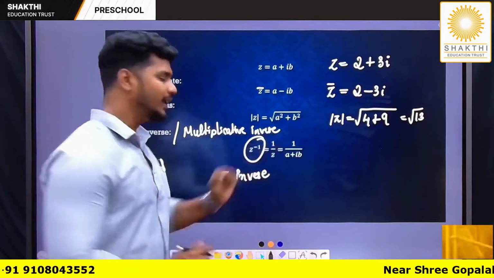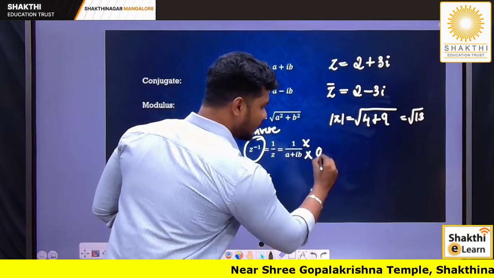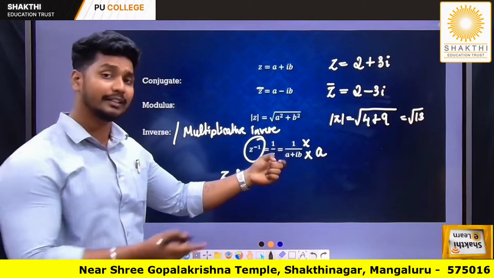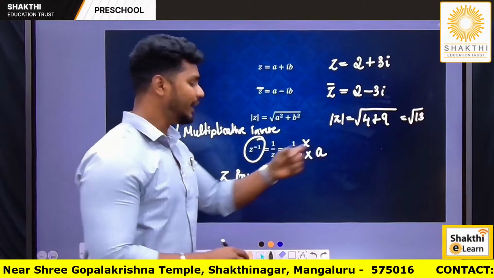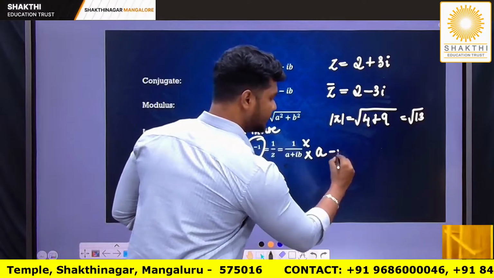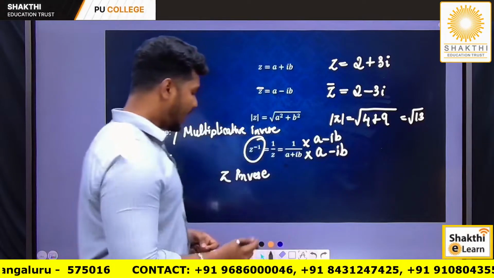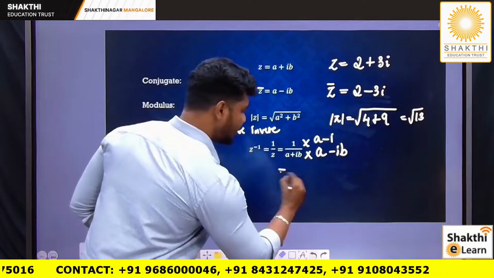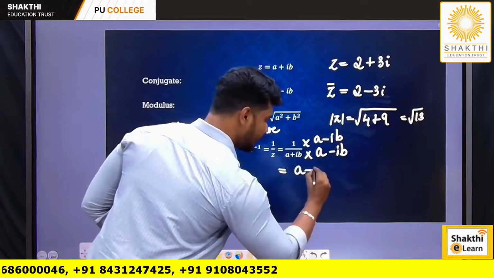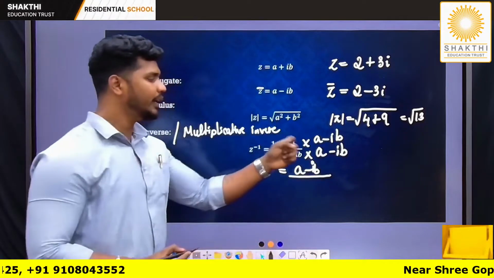To simplify that, what I'll do is I'll multiply both numerator and denominator by the conjugate, because A plus IB, the rationalizing factor, here I can say it's a conjugate. Conjugate will be A minus IB. A minus IB for both numerator as well as the denominator. As I multiply, here the numerator will be 1 into A minus IB, that is A minus IB itself. Denominator will be A plus IB into A minus IB.